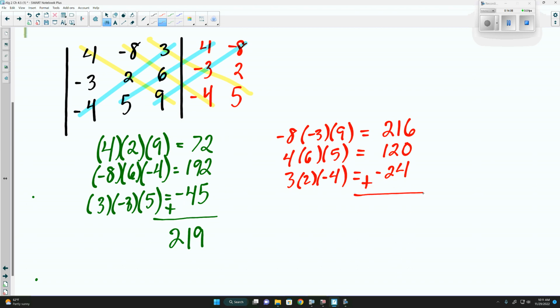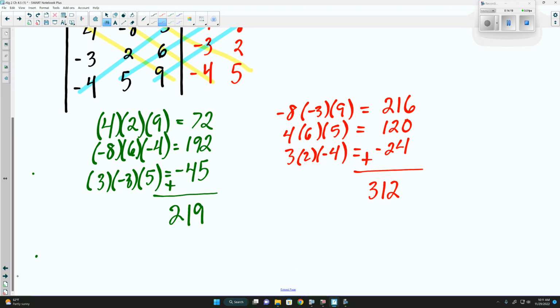And again, we add these three together. 312. Any questions on this point here? Now we subtract them. The ones going from the left to the right minus the ones going from the right to the left.